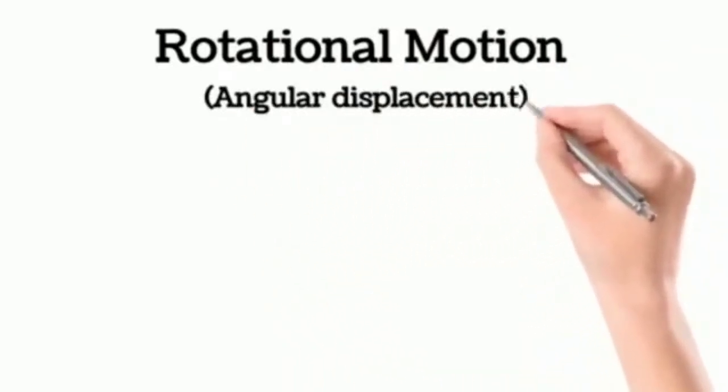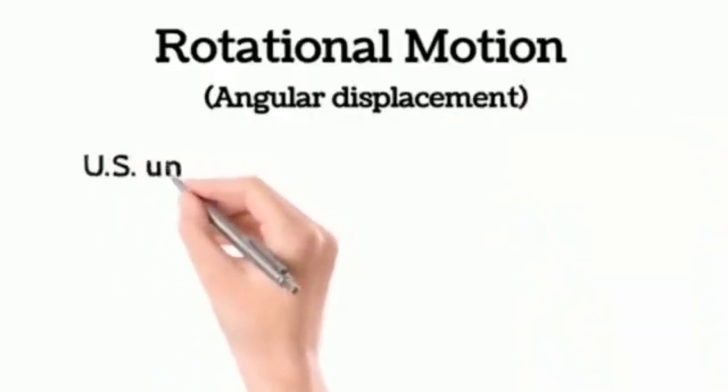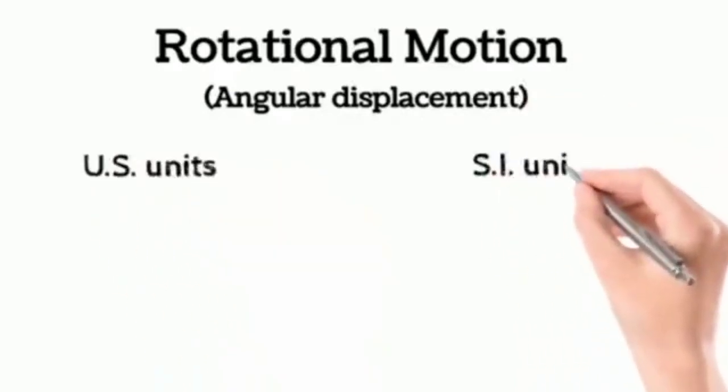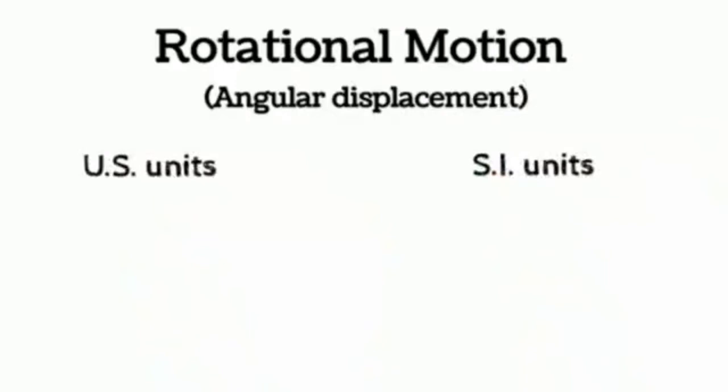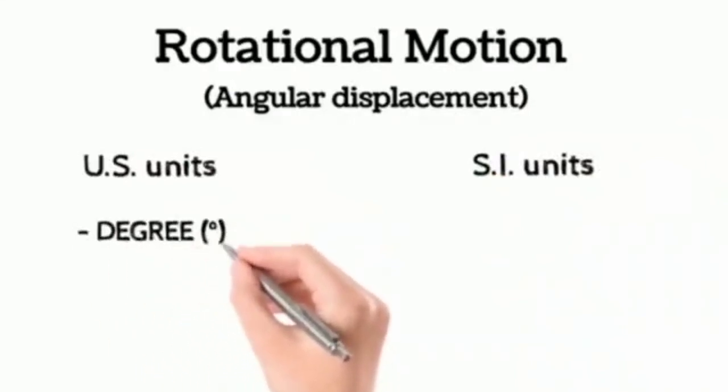In rotational motion, we have two units, US units and SI units. US units is nothing but United States units. SI units is nothing but the International System of Units. In US units, the unit is the degree, which is used for measuring, and in SI units it is the radian.